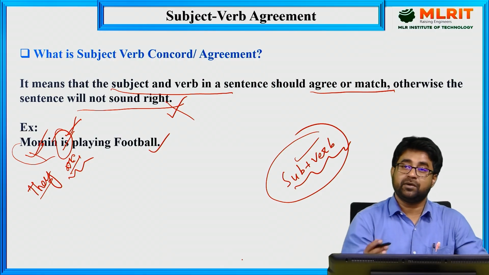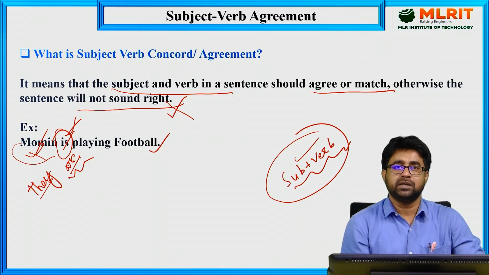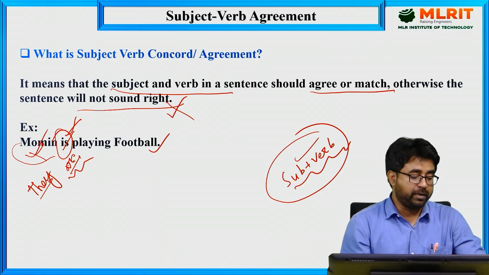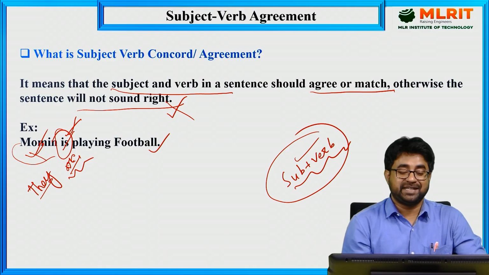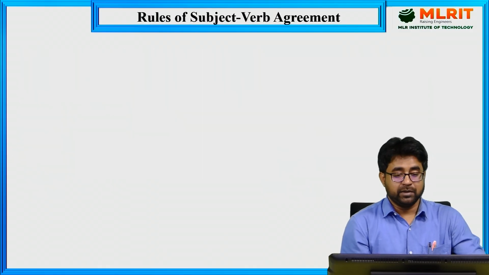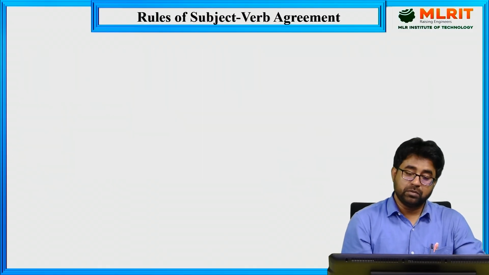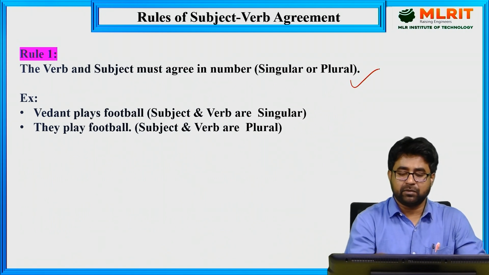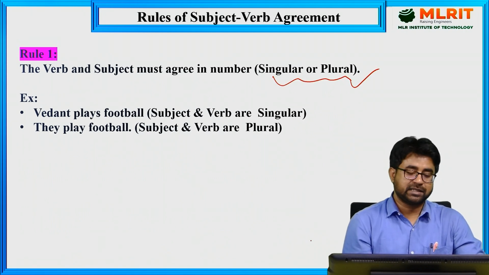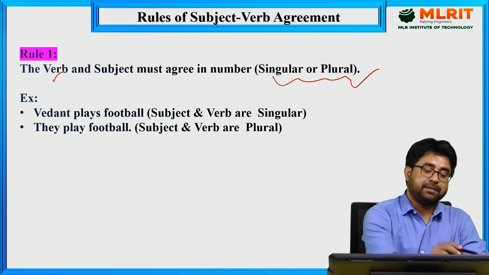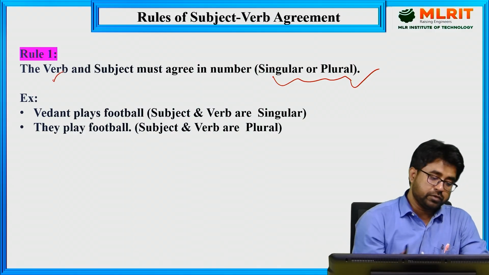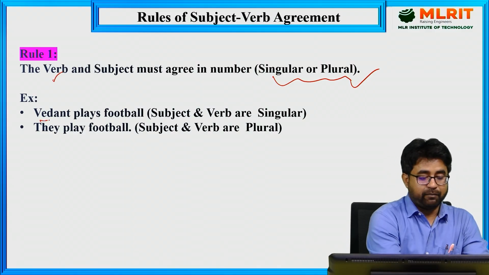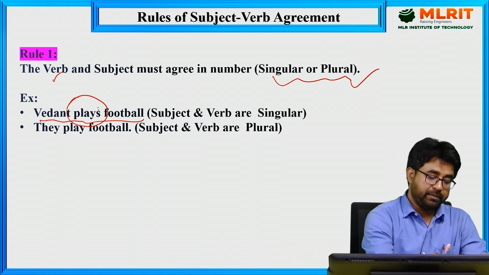Now there are around 20 main rules that we have to remember in order to avoid mistakes in subject-verb agreement. So let's see what the rules are. The first rule, the most basic rule, is singular or plural. I have already explained it in the example. If the subject is singular, the verb also should be singular. You can see the example: Vedant plays football. Now, plays is singular, remember here.